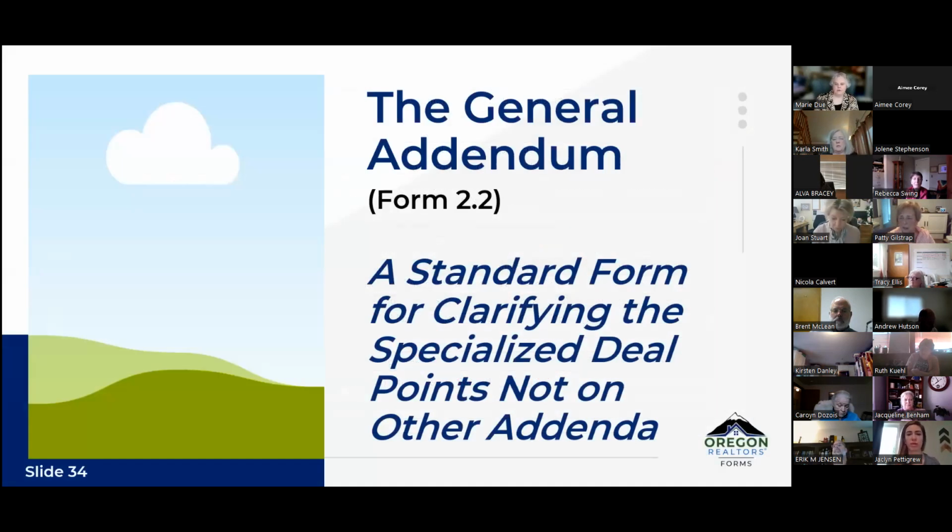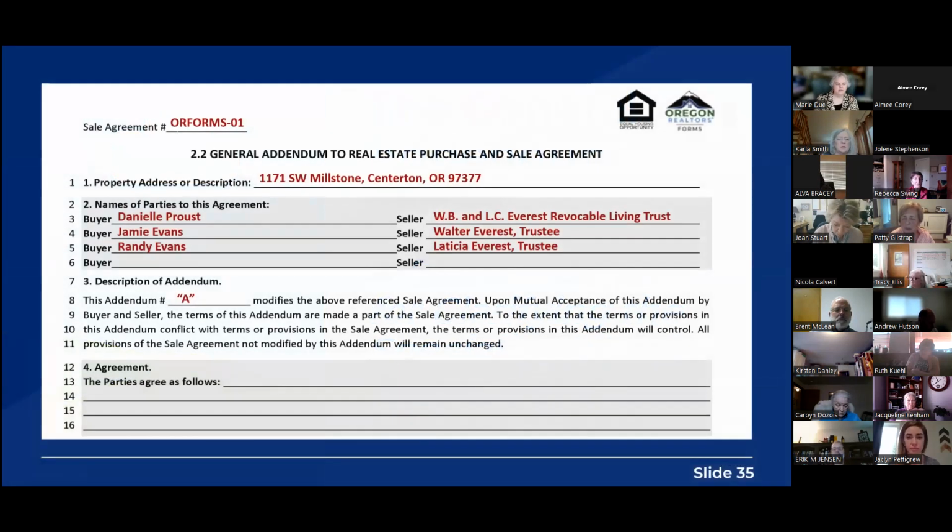So let's go to the general addendum. You'll see the forms come up. You'll see that it's the address. It's got all of the people, everybody's names on it. It is addendum A. We have that, so we know which addendum it is. And then agreement: the parties agreed to as follows. That's pretty much what we have now.